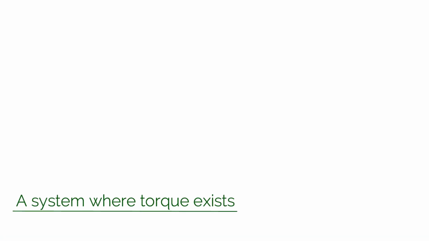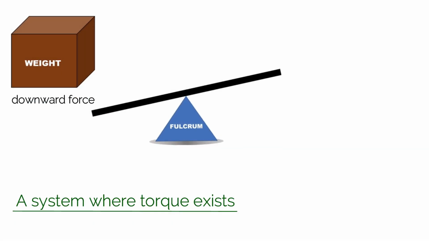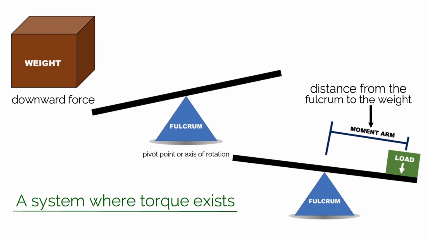In a system where torque exists, the main components are the following: the weight, which is the downward force; the fulcrum, which is the pivot point or the axis of rotation; and the moment arm, which is the distance from the fulcrum to the weight.